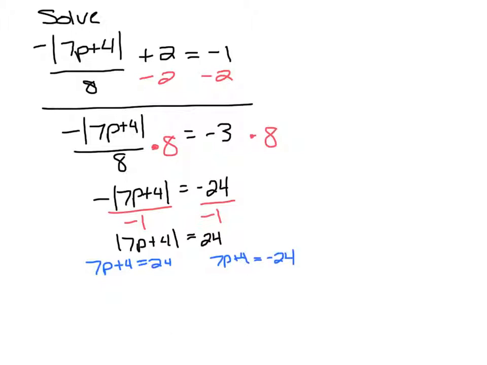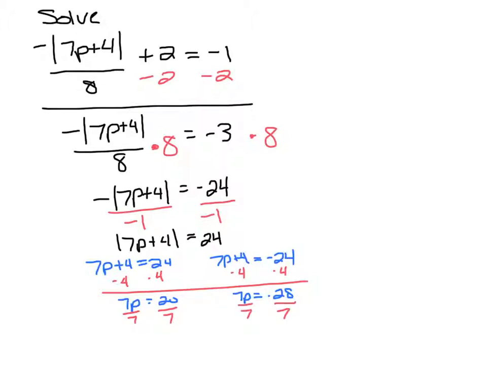Now we're going to solve both of those equations, just like any other equation we've done. Okay, divide both sides by 7. Almost done here. We have p equals 20 over 7, and p equals negative 4. So p is equal to the set negative 4 and 20 over 7.